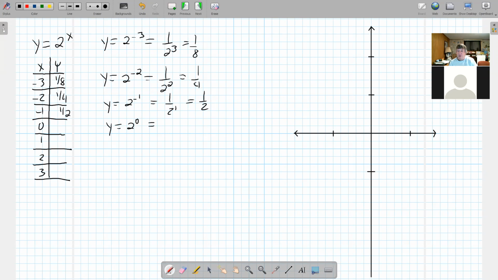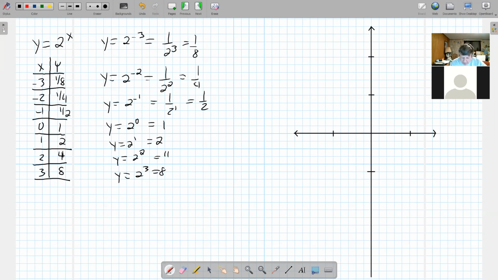Any number other than 0 raised to the 0 power always equals 1. If x is 1, y equals 2 to the 1 power, which is 2. If x is 2, y equals 2 squared, which is 4. If x is 3, y equals 2 cubed, which is 8. Okay. Any question how I got those values?